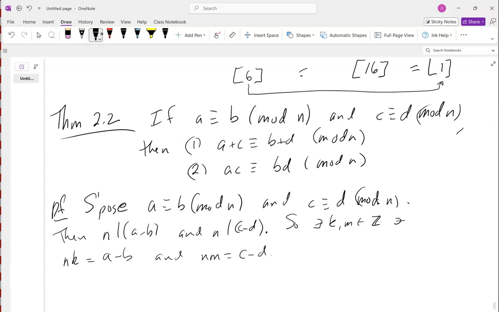So all we've done in these first couple of sentences is just rewrite what the definitions are, right? The definition of being equivalent or congruent modulo n is that n divides their difference. And then the definition of divides is that n times something gives me A minus B, right? Okay. What are we trying to get to? What are we trying to prove for the first part?